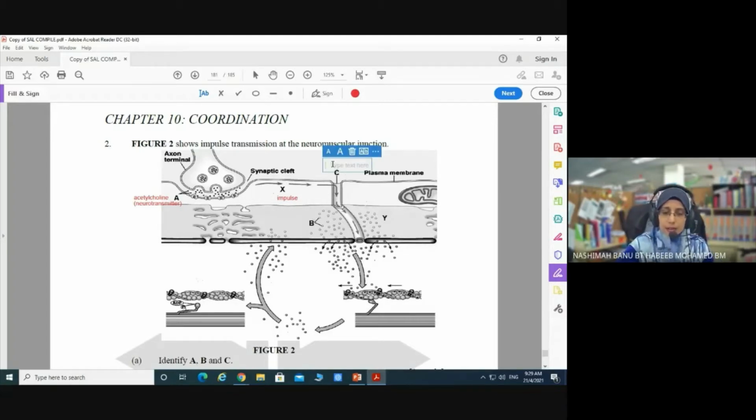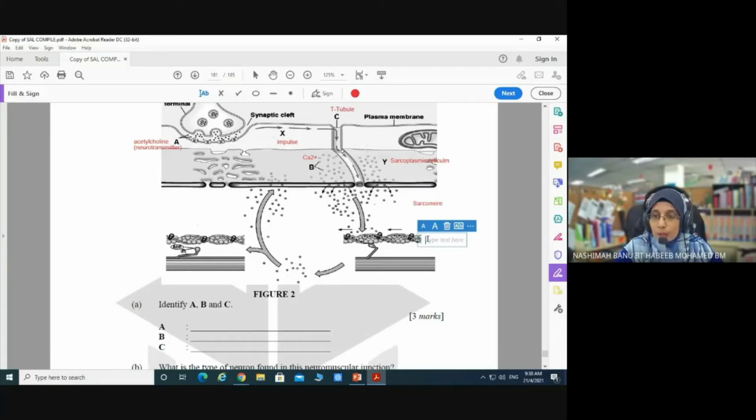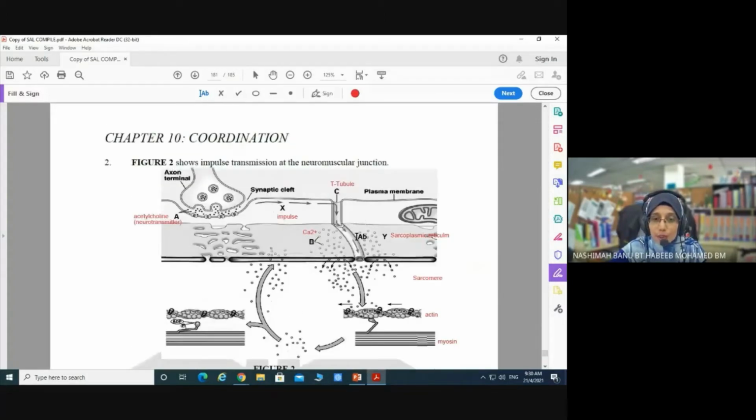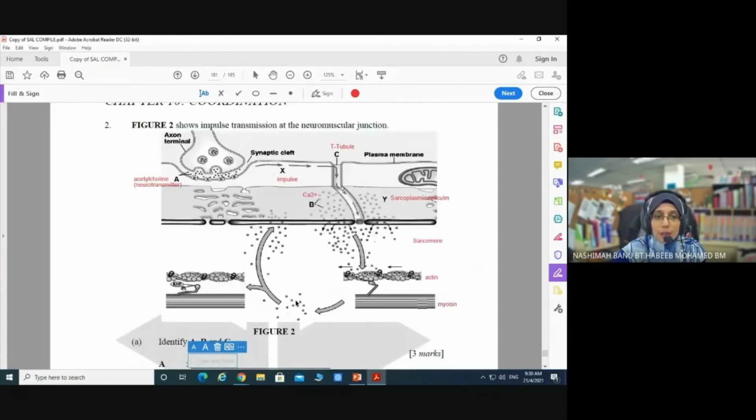Okay, C will be the T tubule, where your impulse will be moving down across the T tubule, and here is the sarcoplasmic reticulum. The sarcoplasmic reticulum consists of calcium ions. Then the calcium ions will enter. This location is known as a sarcomere. Inside the sarcomere consists of two filaments. This one is known as actin or thin filament, and this one is the myosin or thick filament. See, it's very easy to understand if you just look at the diagram and identify all the structures here. So we already identified what is your A.